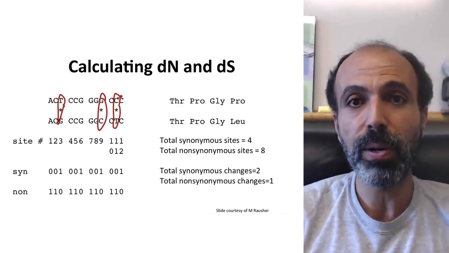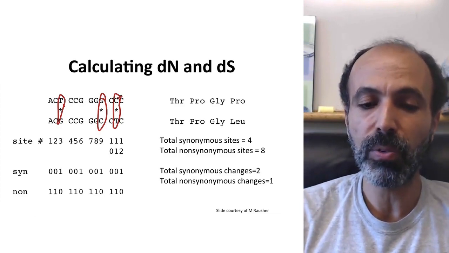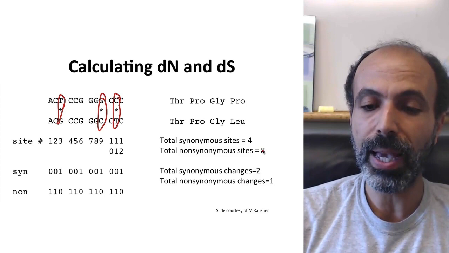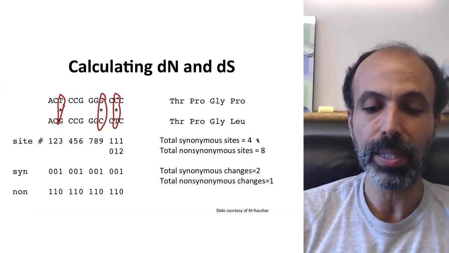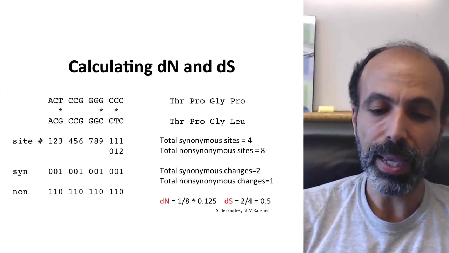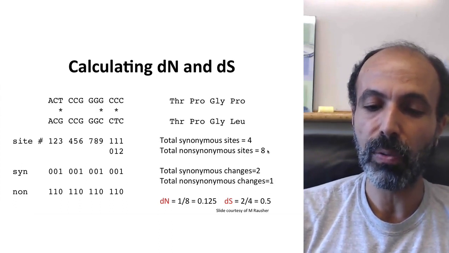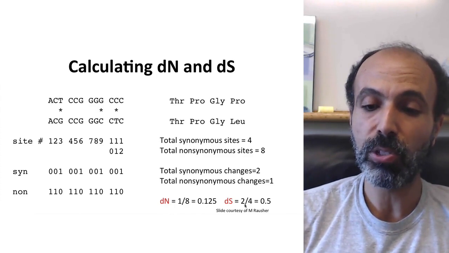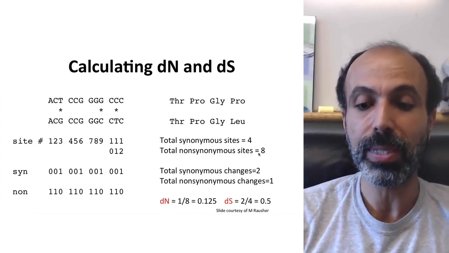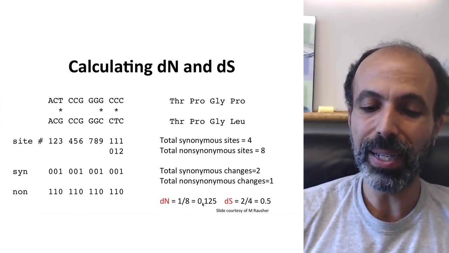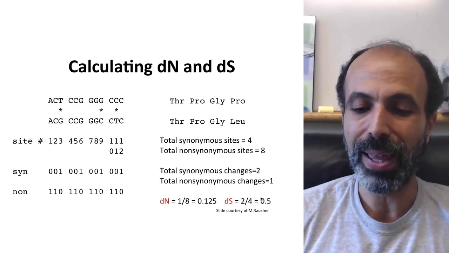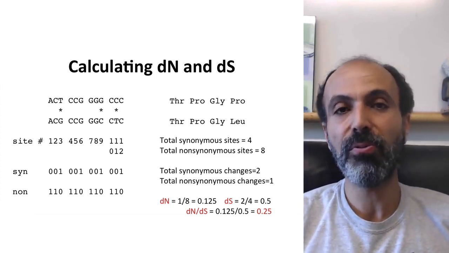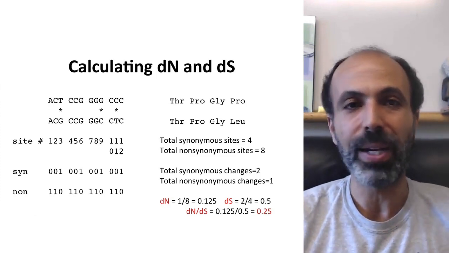Now, what we want is dN over dS. dN is non-synonymous changes over non-synonymous sites. dS is synonymous changes over synonymous sites. So let's put those together. dN is non-synonymous changes, which is 1, over non-synonymous sites, which is 8, so 1/8 or 0.125. dS is 2 synonymous changes out of 4 synonymous sites, or 0.5. So dN/dS would just be this number divided by that number, which in this case is 0.25, a fairly typical dN/dS value that you might find.